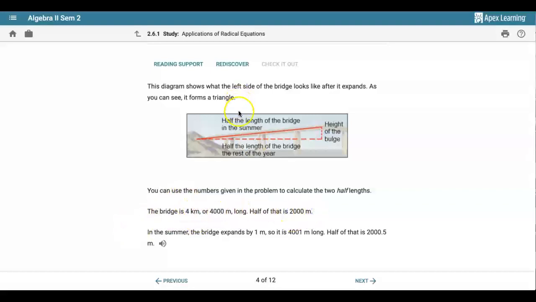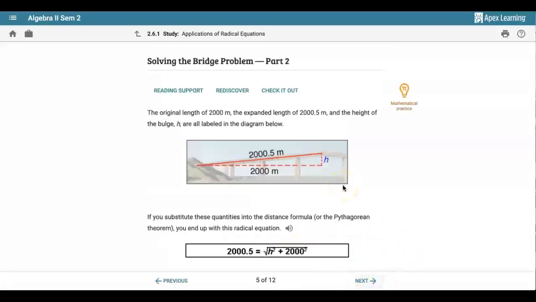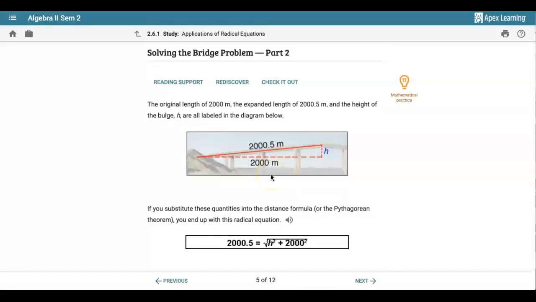Because as you can see here, we are now starting to make a triangle. And hopefully that's ringing some bells here. But if in summer the bridge expands by 1 meter, so that it's 4,001 meters long, half of that would obviously be 2,000.5 meters. So then here, again, we can use this equation.